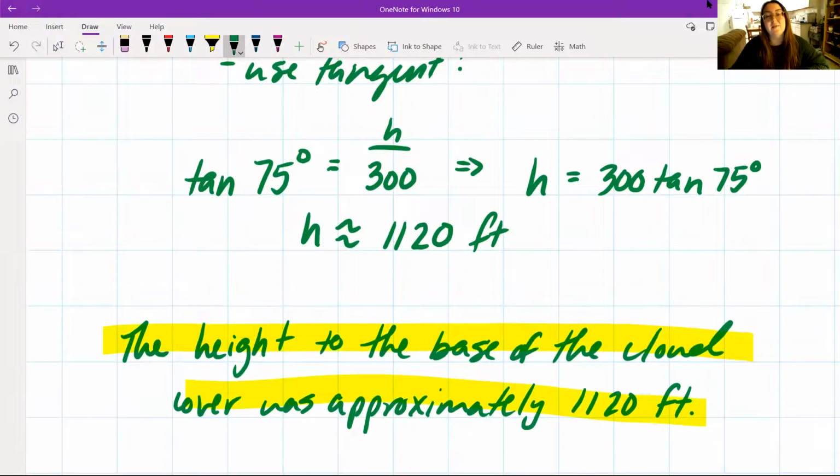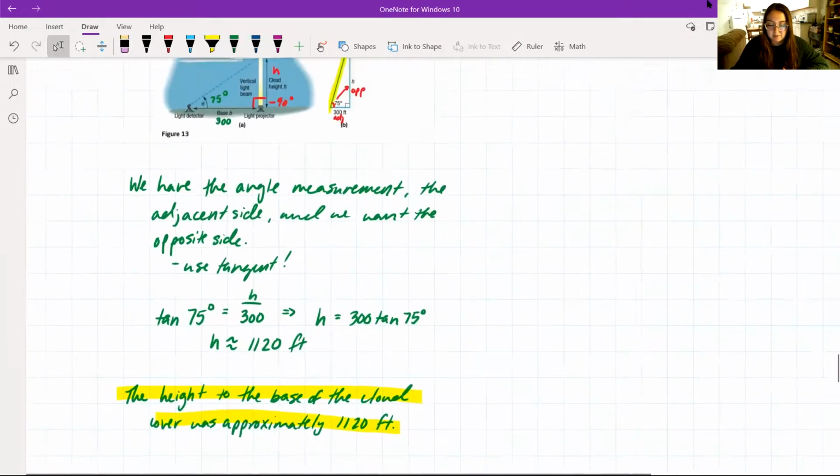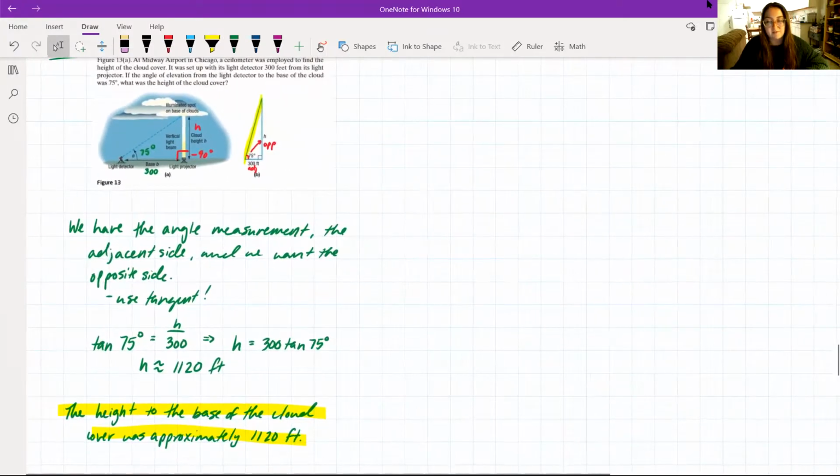Normally when finding lengths of sides, we would round to 2 decimal places, but part of this question that did get cut off was to round to the nearest whole number. So our nearest whole number would then be 1,120 feet. So our height was approximately 1,120 feet.